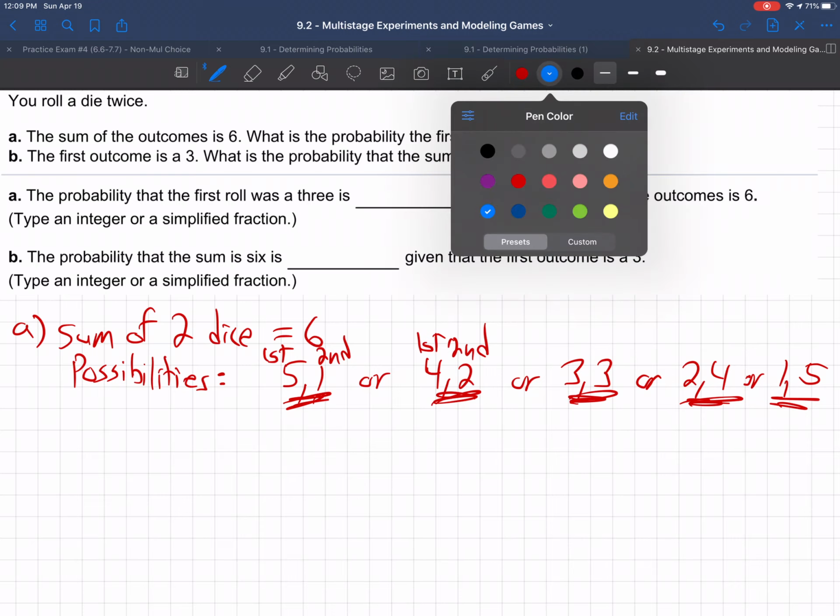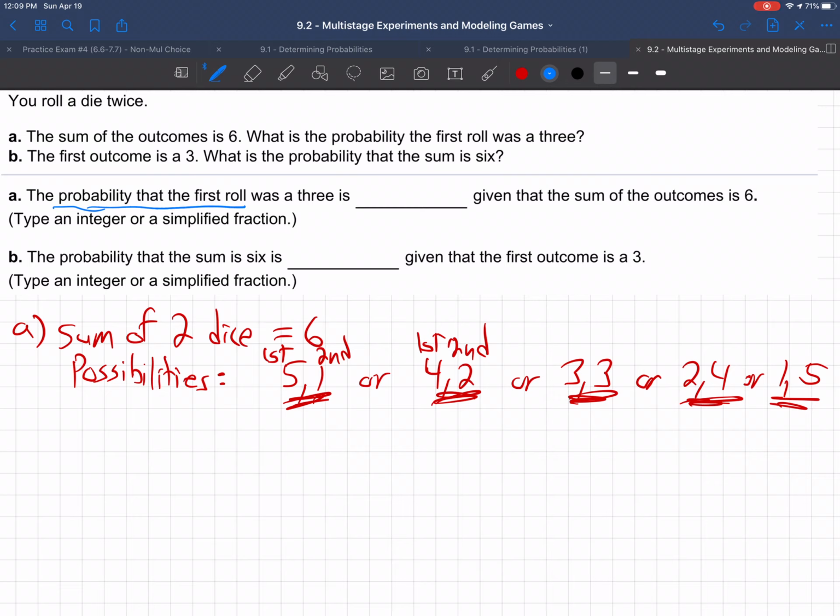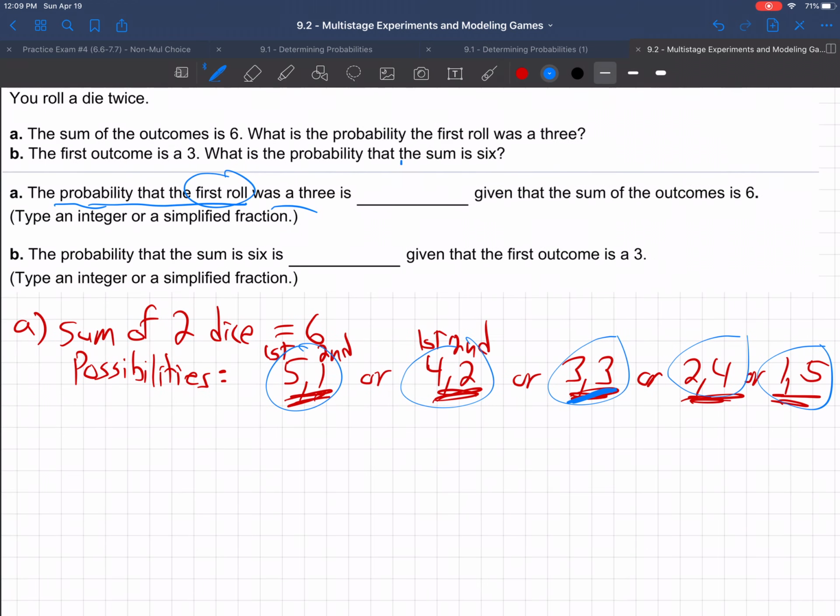Now, what's their question? What's the probability that the first roll was a 3? Well, there's 5 different things, 1, 2, 3, 4, 5 different things that can happen. What's the chance that the first roll was a 3? That's just one of the 5 different things that could happen. Probability is 1 out of 5. See how I figured that out?